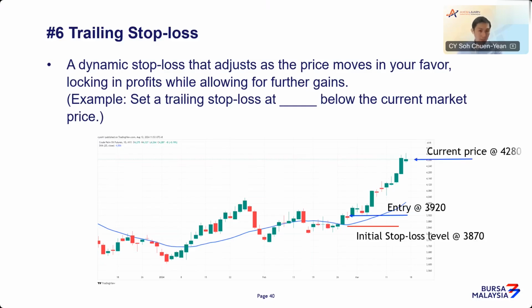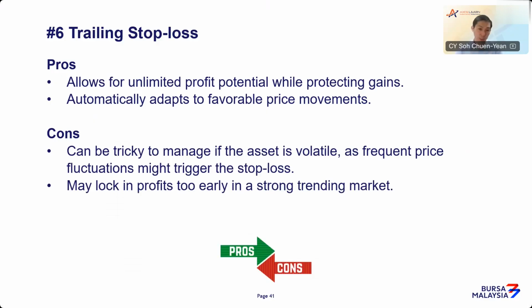Now that the market has trended upwards, you can move your stop loss a little higher, so that you can take a profit earlier, rather than waiting for price to come the other way around. Trailing stop loss has its own advantage because you are able to protect your profit, and it also adapts to favorable price movements. The bad thing about trailing stop loss is that it can be very tricky, especially if the product you trade is very volatile.